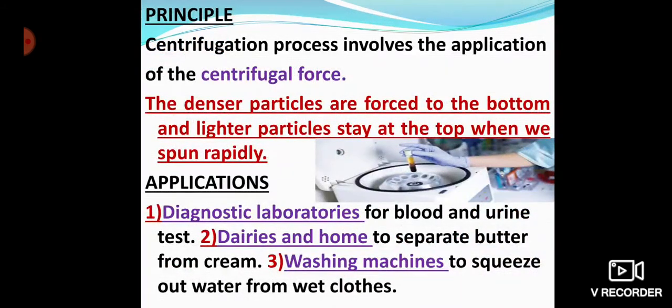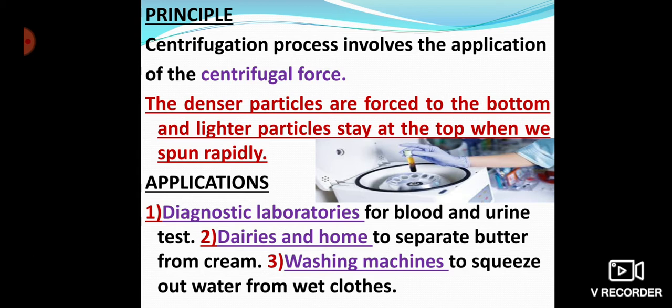Here the centrifugation process involves the application of centrifugal force. The principle is that when the mixture is rotated at high speed, the lighter particles, that is the cream, stay on the surface of the liquid, while the heavier particles, that is milk, are forced to the bottom of the liquid. So denser particles are forced to the bottom and lighter particles stay at the top.